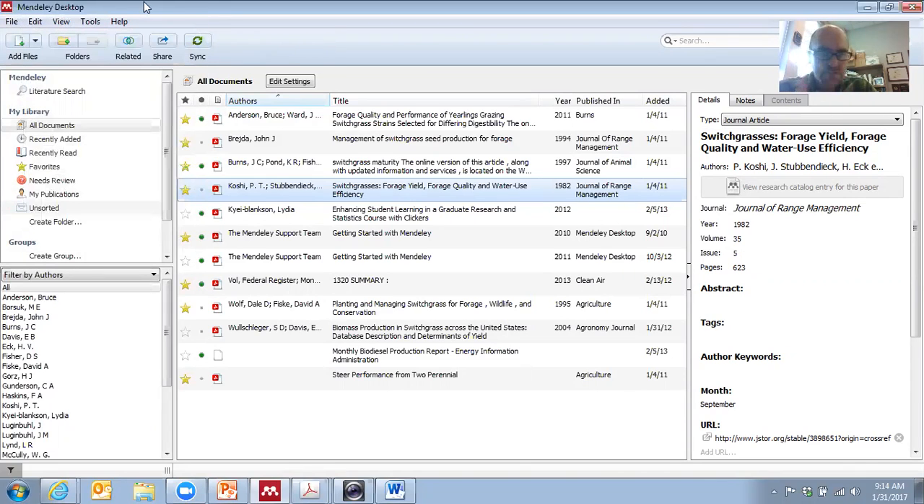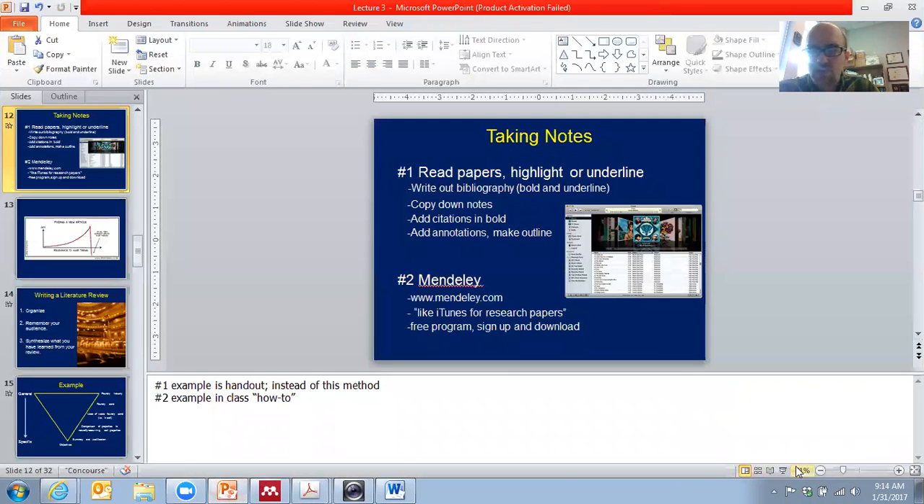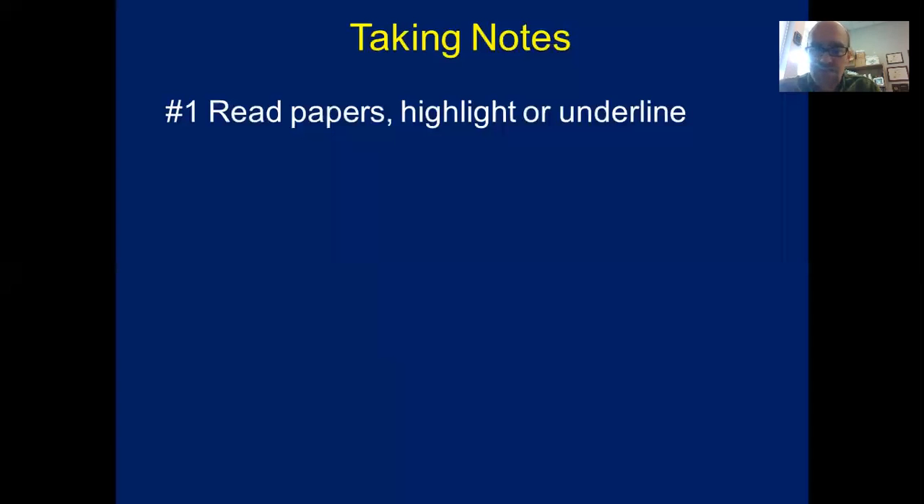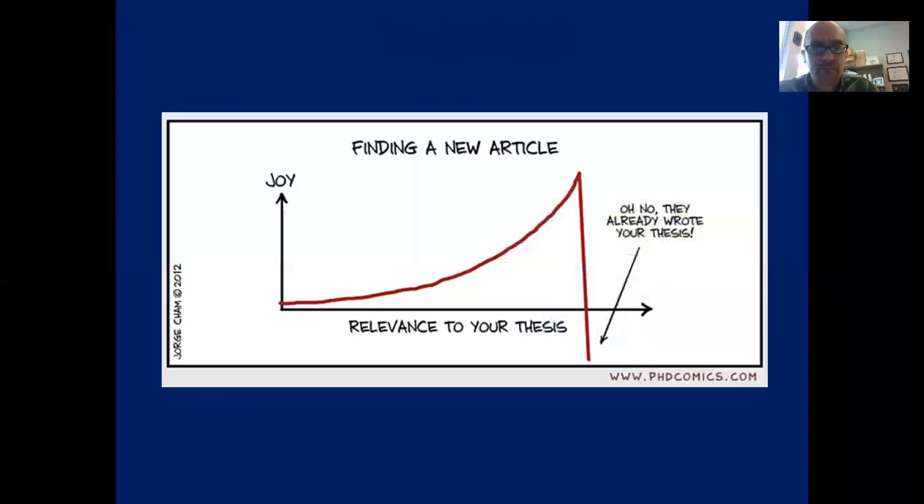Okay, so those are essentially the two different ways that you can take notes and organize your information, so that it makes it a lot easier when it comes time to write. Okay, I like this little cartoon. The more information you find that relates to your topic, the better, because then you'll have a lot of information to talk about and to relate to what you're doing.